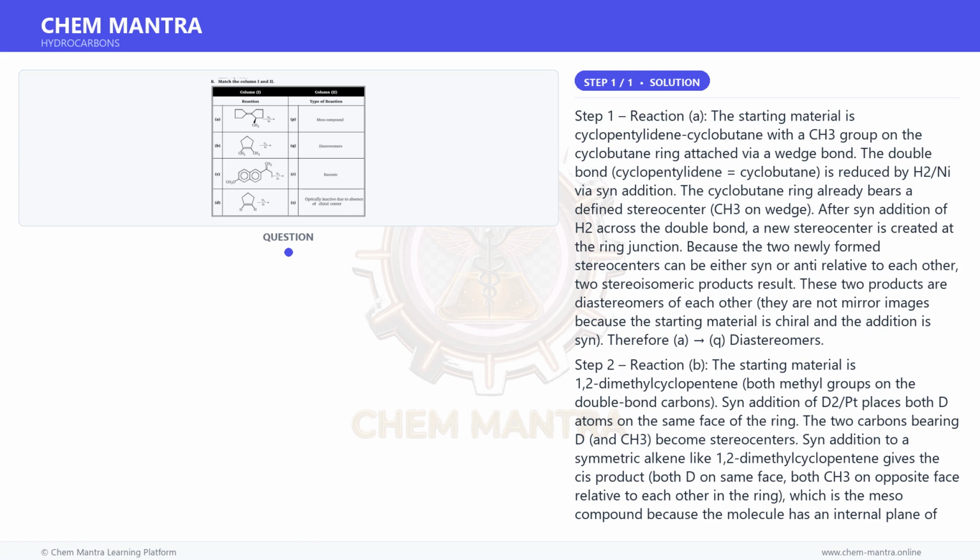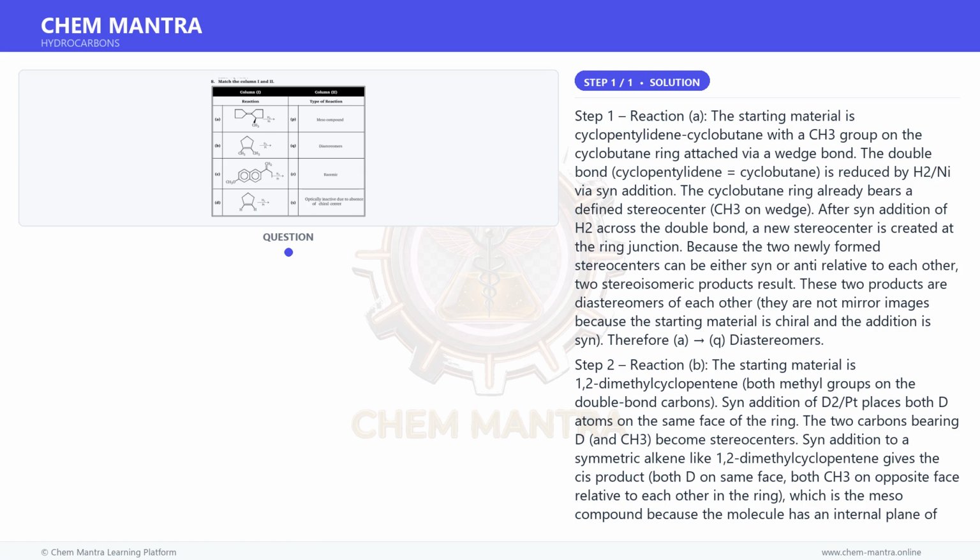Step 4. Reaction D. The starting material is methylenecyclopentane, a cyclopentane ring with exocyclic =CH2. H2/Pt reduces the double bond. The product is methylcyclopentane. No stereocenters are created because the exocyclic carbon becomes CH3, and the ring carbon bearing CH3 has two identical ring environments, making it not a stereocenter.